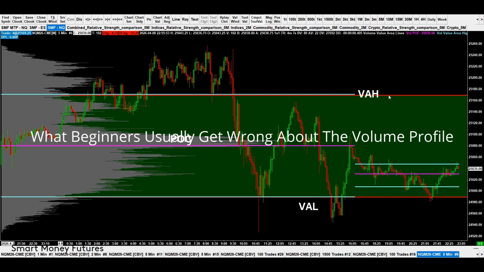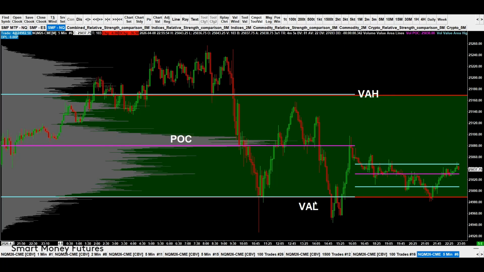What beginners usually get wrong? The first mistake is treating VAH and VAL like automatic support and resistance. They are not magic lines. They are references inside an auction framework. The level matters, but the response matters more.